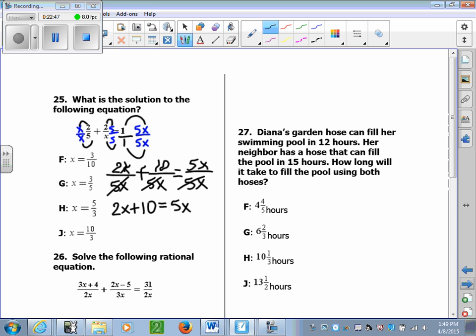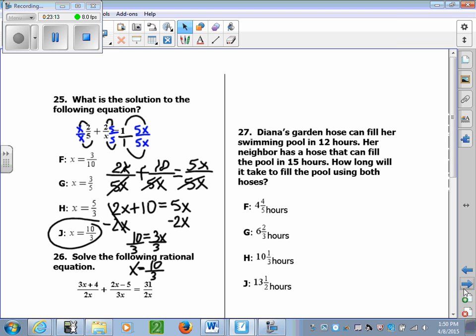And I just need to combine like terms. So I'm going to move this 2x over to join my 5x. So it goes away and leaves me with 10 equals 3x. 5x minus 2x is 3x. And then I divide both sides by 3. So that will give me x equals 10 thirds, which is J. All right.